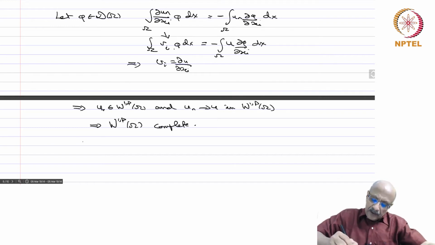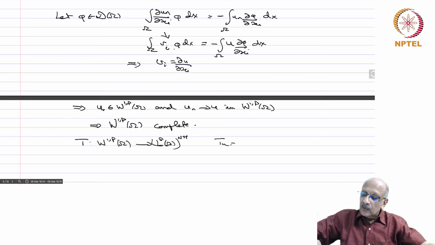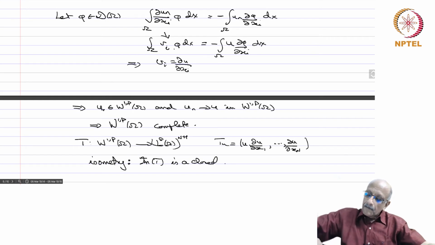Now you take the mapping T from W1p of omega to Lp of omega to the power n plus 1 described above. So Tu is equal to (u, du by dx1, ..., du by dxn). Now this is an isometry. So the image of T is a closed subspace of Lp to the power n plus 1.